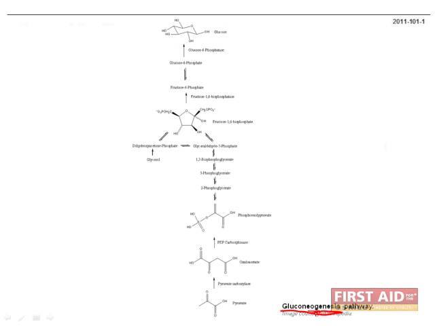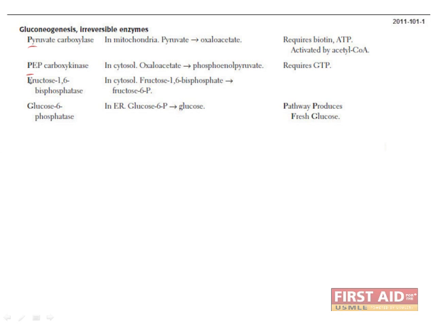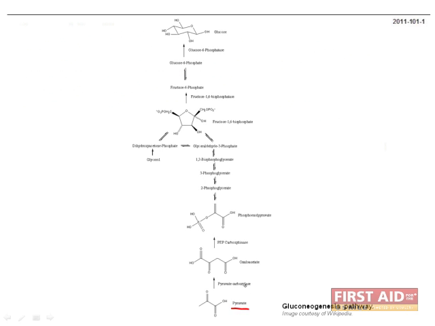Gluconeogenesis, which is shown here, is basically the reverse reaction of glycolysis. It begins with pyruvate and ends with glucose. There are 4 irreversible enzymes of gluconeogenesis. The first is pyruvate carboxylase, which converts pyruvate to oxaloacetate. This occurs in the mitochondria and requires biotin and ATP and is activated by acetyl-CoA. That reaction is shown here at the bottom of the diagram.